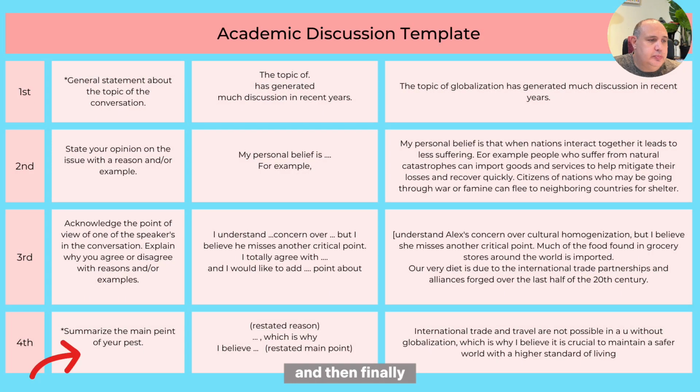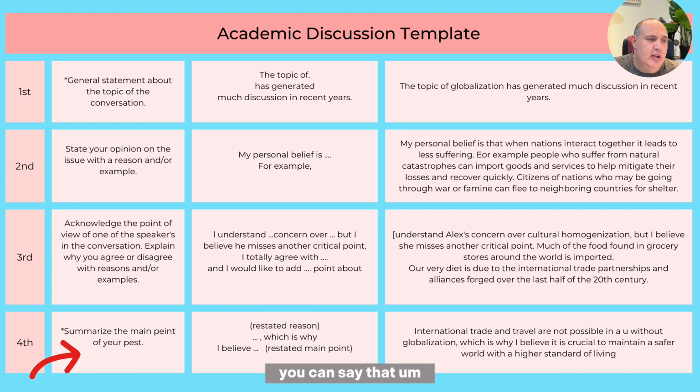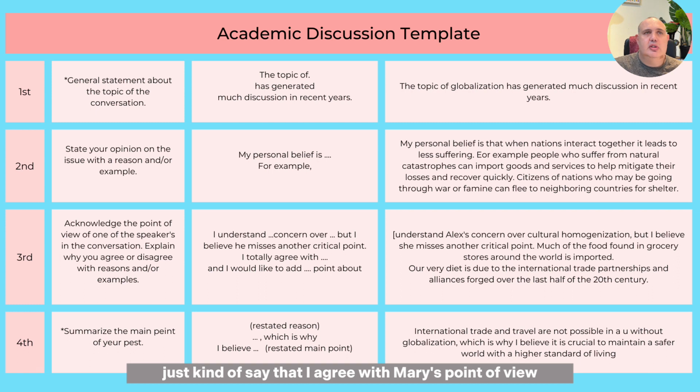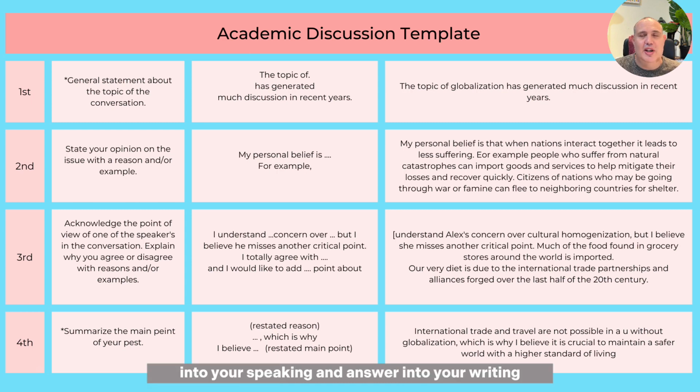And then finally, you can summarize the main points of your story. You can say the person's name, for example, Mary's point or Mary, which is why I believe, and then restate your point, right? So you'll say that I agree with Mary's point of view, which is why I believe that, and you restate your own point. This is a way to end your conversation. All right, but like I said in the beginning, it's not entirely necessary, but it's a good way to end your speaking, end your writing.